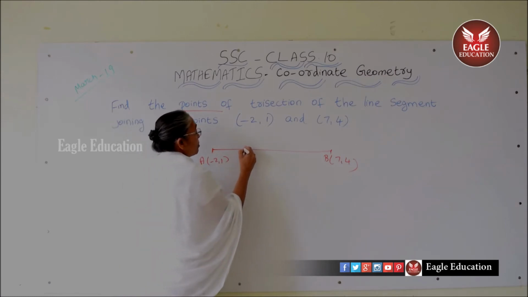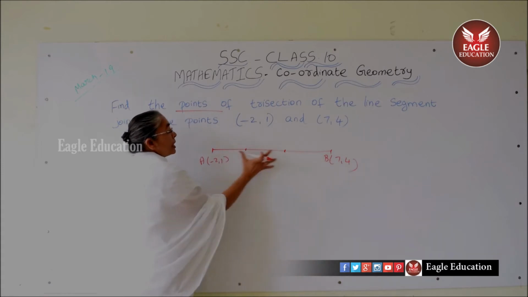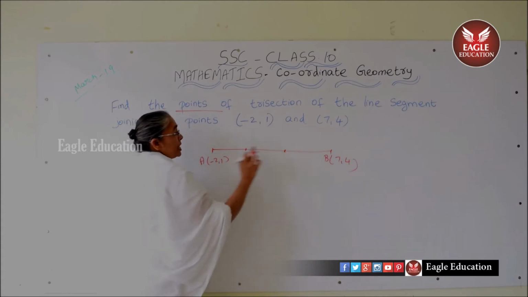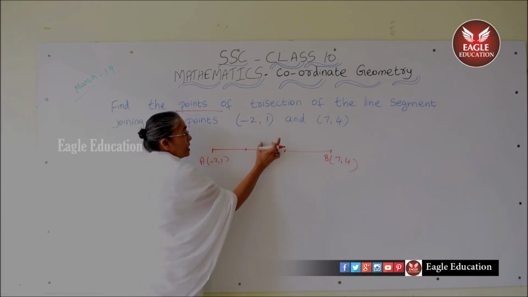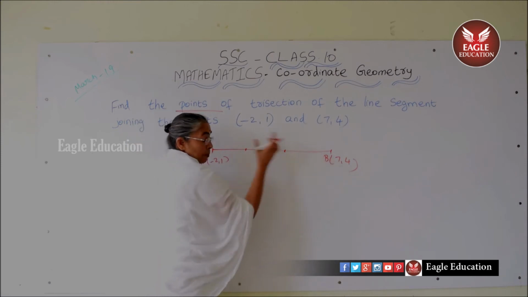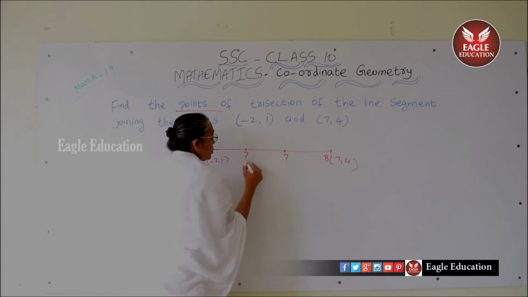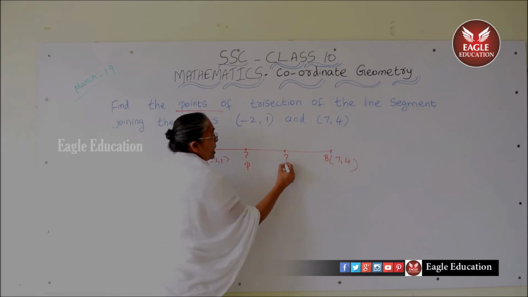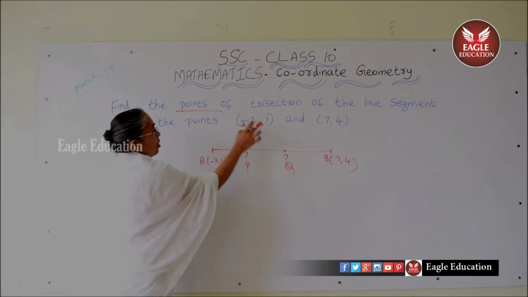So maybe one point here and one point here. Now you can see the given line segment joining these 2 points is divided into 3 equal parts. This is one part, this is another part, and this is the third part. So these are 3 equal parts. We have to find out these 2 points. So let us name this point as P and this point as Q. That is the meaning of find the points of trisection.